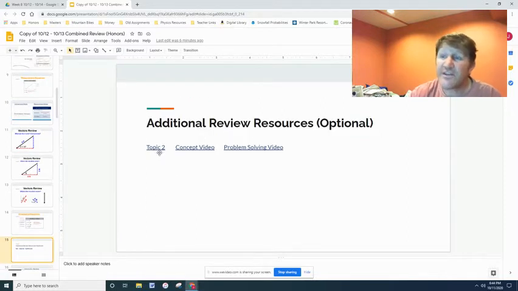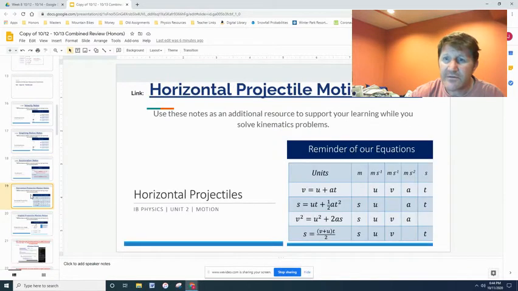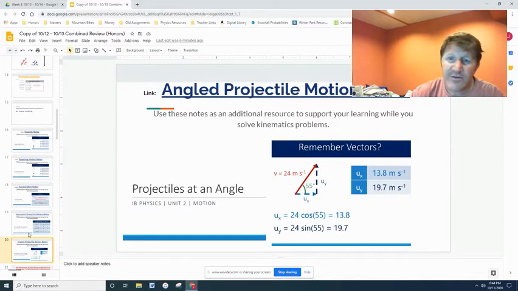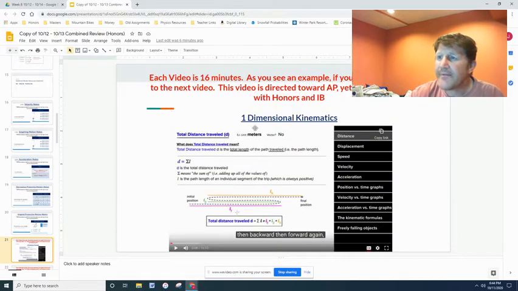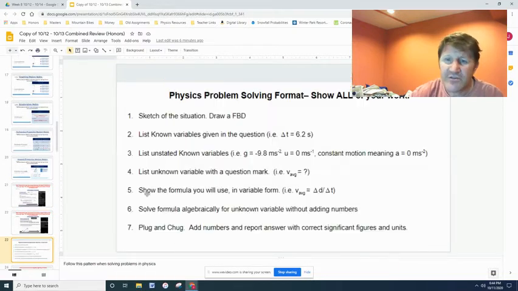Additional resources for you. These are optional resources, but if you're looking at a topic and you're really struggling with those, then these 3 things right here will give you some additional resources and help you out along the way. And then also here we have the velocity notes, the graphing motion notes, horizontal projectile motion notes, angled projectile motion notes, and then 1D kinematics. So there are a lot of resources here for you, and then also the 2D kinematics, which was our projectile motion. So a lot of resources there for you to go back and look at.